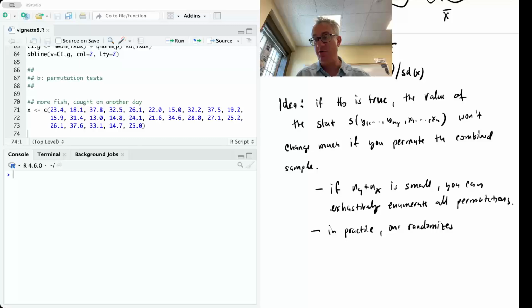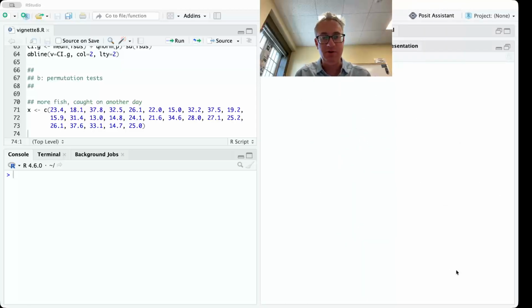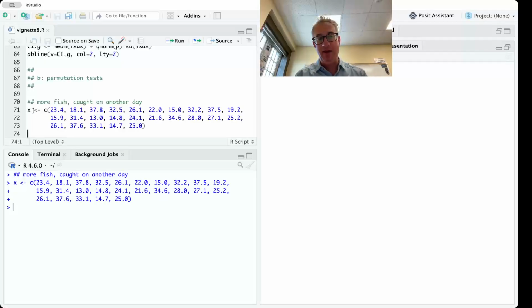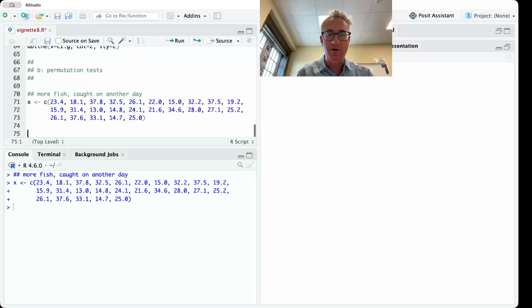Okay, so I'm going to show you that because that's really what most people do in practice. We're going to exclusively be in R from here on out, so I'm going to switch off of the notes to make sure I don't mess this up and forget to show you some plot. We're going to carry on from the bootstrap example where we looked at data on fish length. So that was in the vector y, and here in the vector x is more fish lengths for fish caught on another day of fishing. And what we want to know is, do they come from the same distribution?